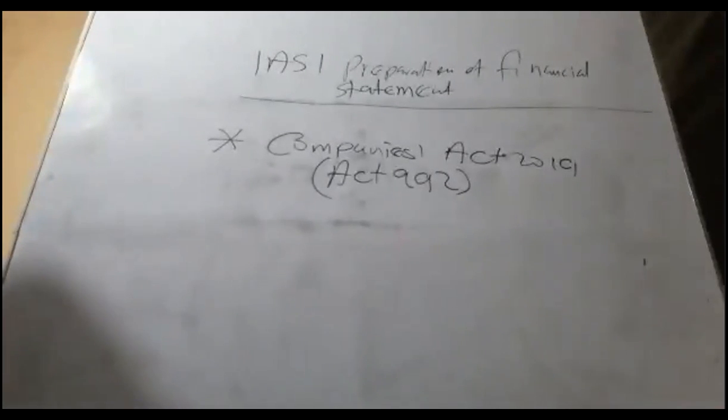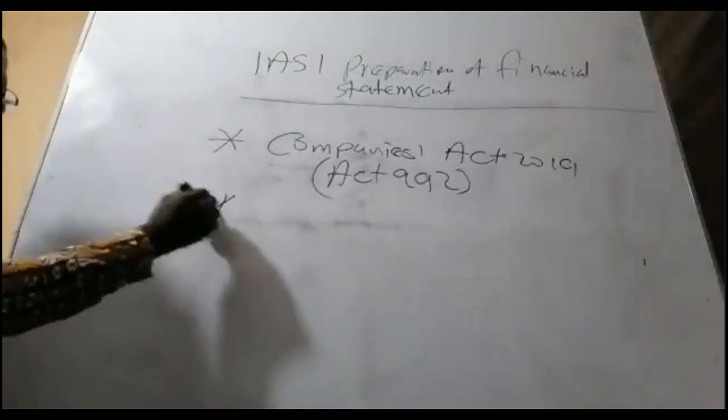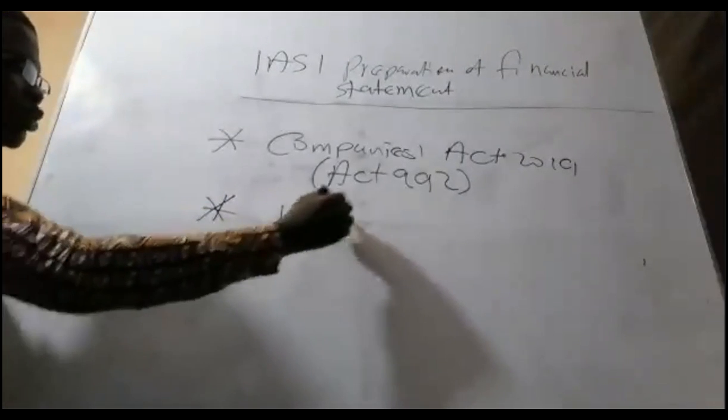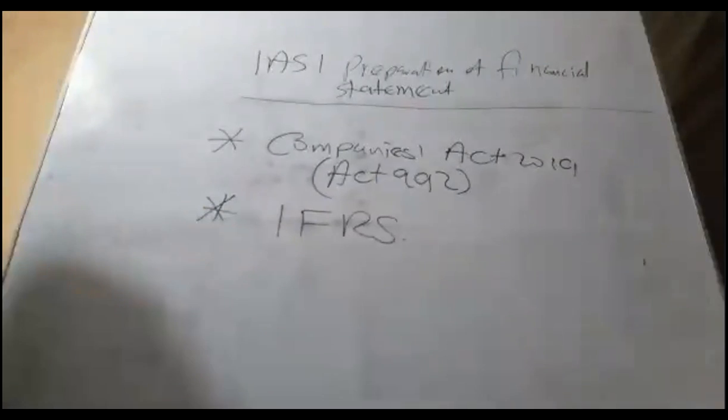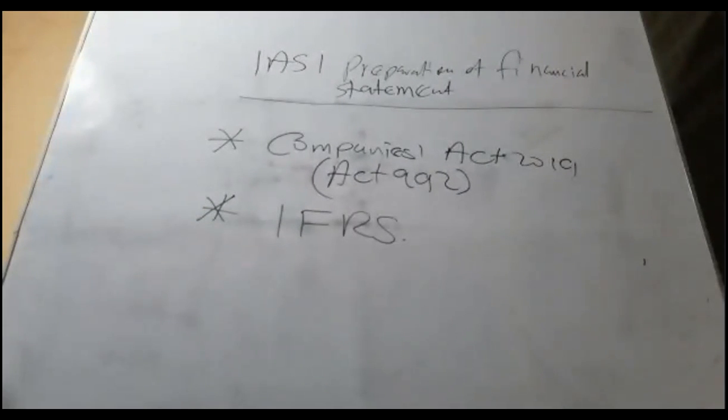So in essence, if your examiner states it this way, prepare the set of financial statements in accordance with the Companies Act, that's what we are referring to. The Companies Act asks us to prepare the financial statements. Then the IFRS will tell us how we should prepare them. So these are the two sources we have to be aware of.